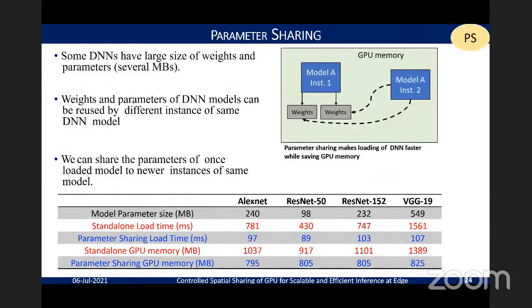So I think in the interest of time, I'll skip over this parameter sharing. Basically, this shows that we can use the weights and bias parameters of a model across another instance, which lowers the load time from the order of seconds to a few milliseconds and also reutilizes the GPU, enabling you to pack more instances, automatically improving the scalability.